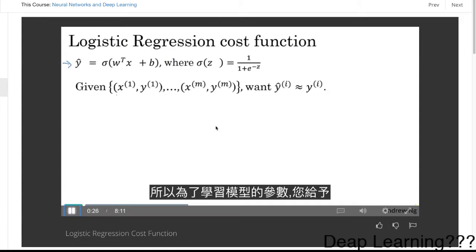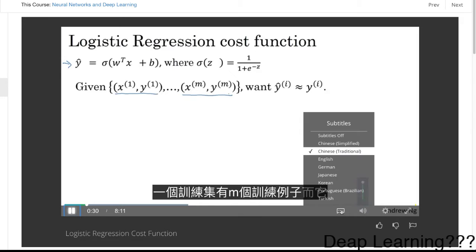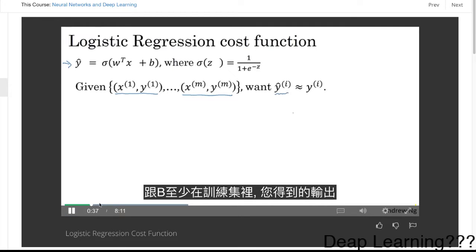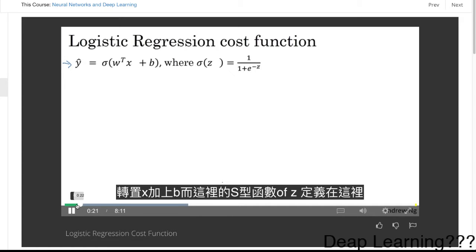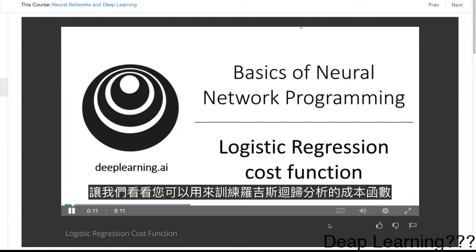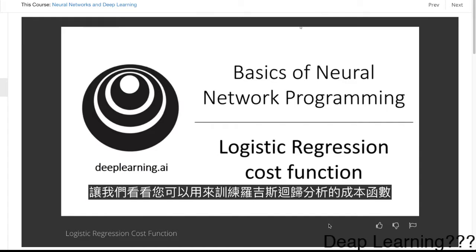So to learn parameters for your model, you're given a training set of m training examples, and it seems natural that you want to find parameters w and b so that at least on the training set, the predictions you have are close to the ground truth. You need to define a cost function. Let's take a look at a cost function you can use to train logistic regression.